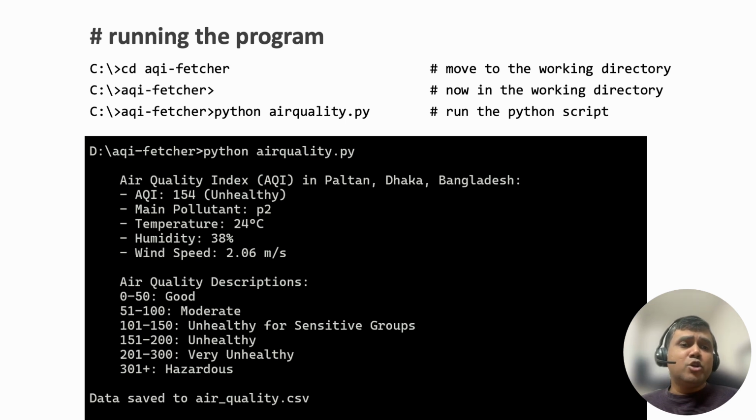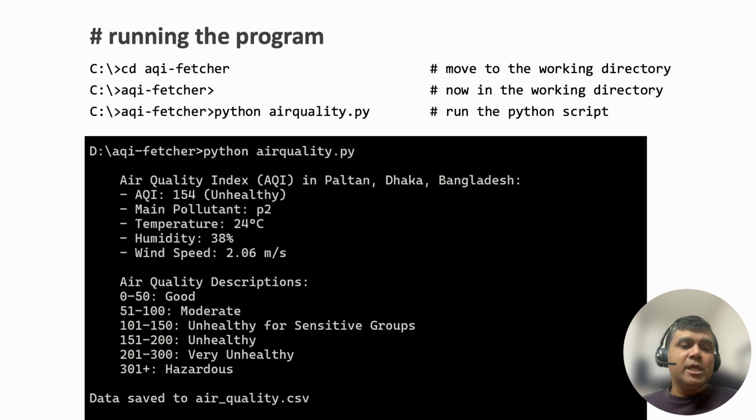So running the program is easy. You move to the working directory, which is AQI-fetcher, and then you run the command python airquality.py. And here is a snapshot of the information that will be displayed on your screen.